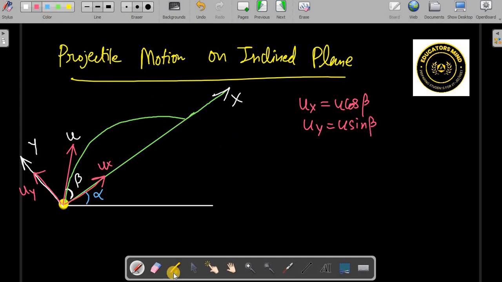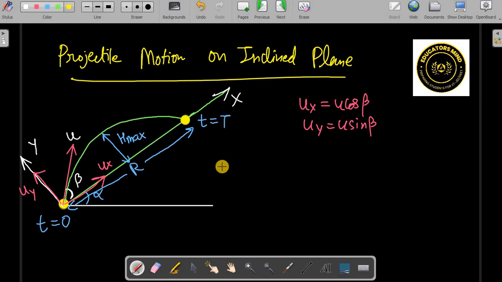When it hits the plane here, again we can calculate all the important terms. This is the maximum height, but with respect to the inclined plane. Similarly, the range will be along the inclined plane, how far it is going to hit. Time is 0 here, then some time capital T, the time of flight.